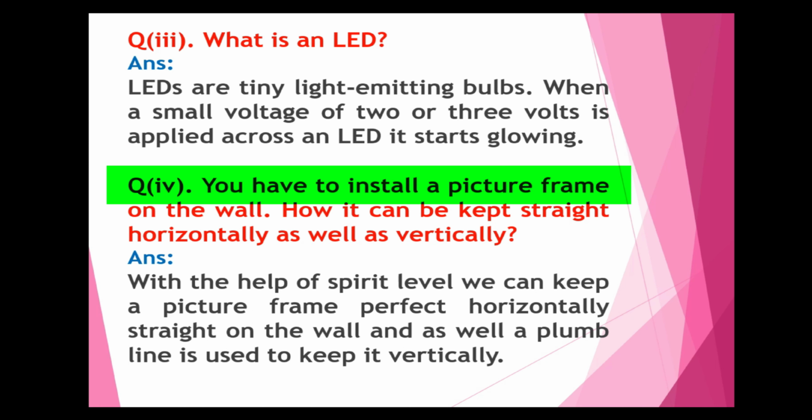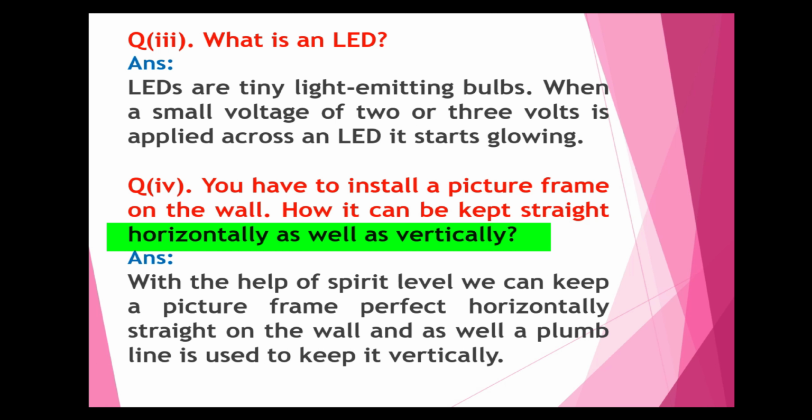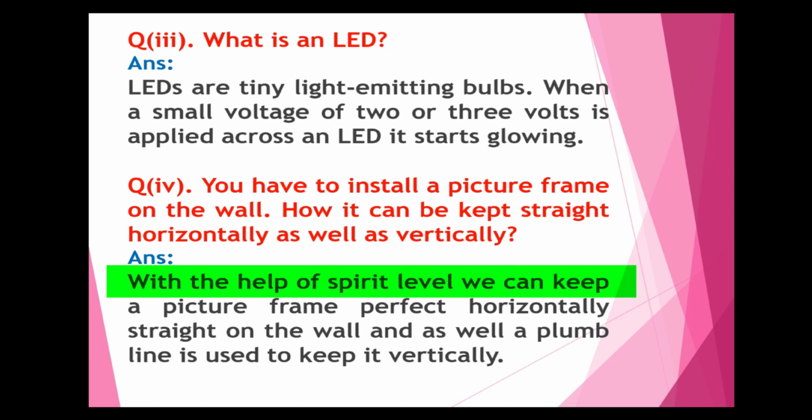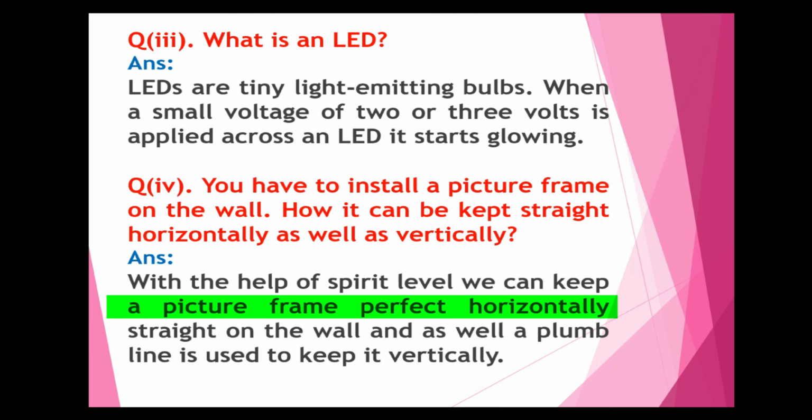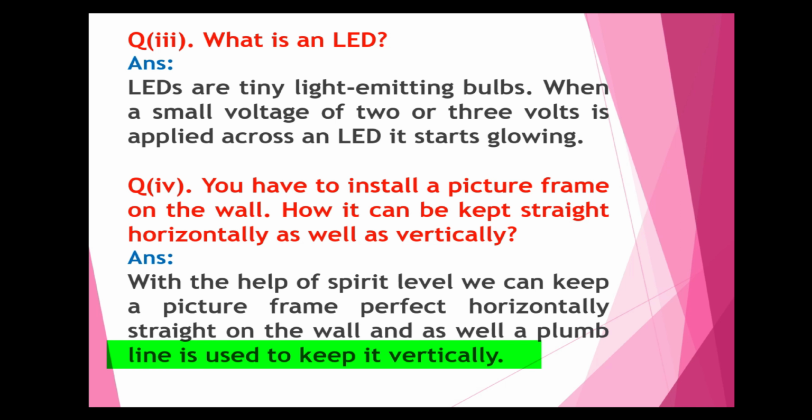Question number 4. You have to install a picture frame on the wall. How can it be kept straight horizontally as well as vertically? Answer. With the help of a spirit level we can keep a picture frame perfectly horizontally straight on the wall, and a plumb line is used to keep it vertically straight.